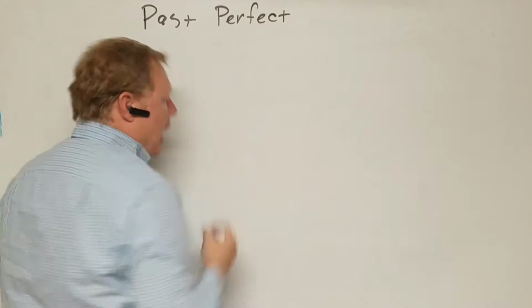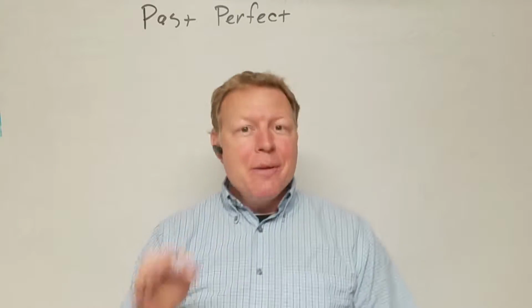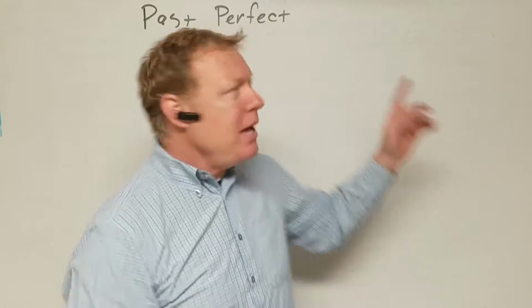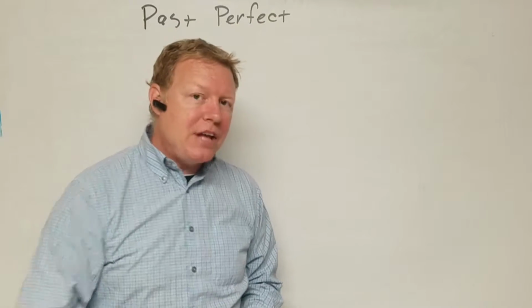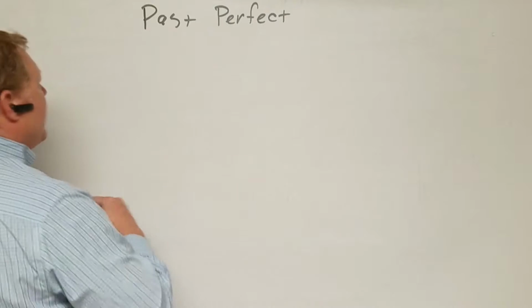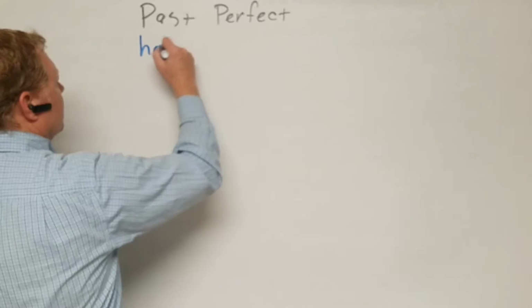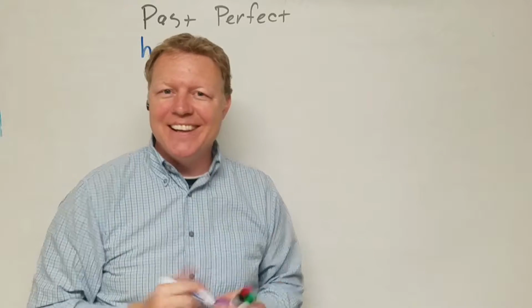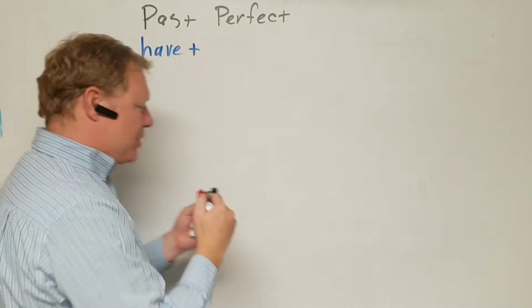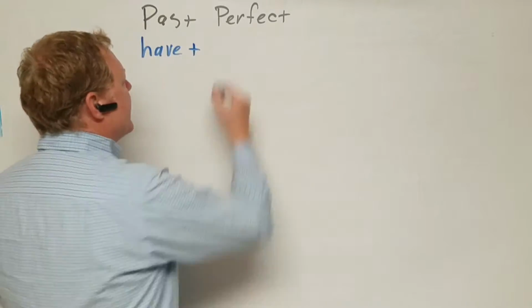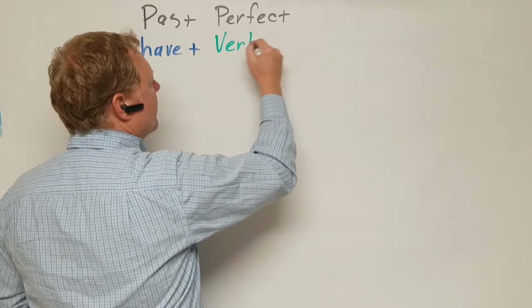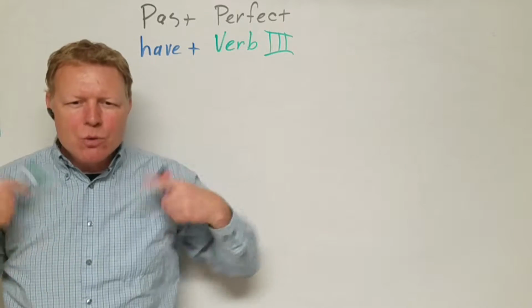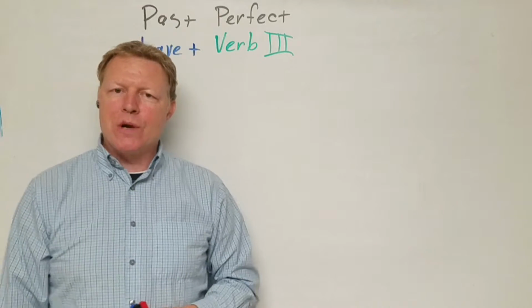perfect. And if you'll remember from the present perfect lesson that we did, to make a perfect tense, we have to have two things. We must have have plus verb 3. Okay, verb 3. Let's try to remember, what is verb 3?